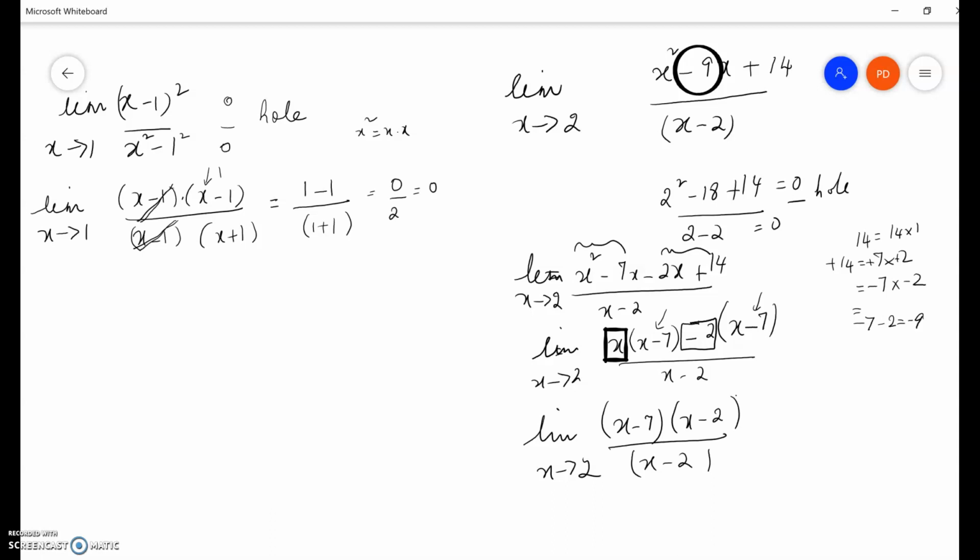Now, this was the whole point of the factoring. We wanted to get rid of the factor that's causing the 0 in the numerator and the 0 in the denominator. Now we are ready to plug in x equals 2 and try again. So that's 2 minus 7, which is equal to negative 5. And that's the limit of the given rational function.